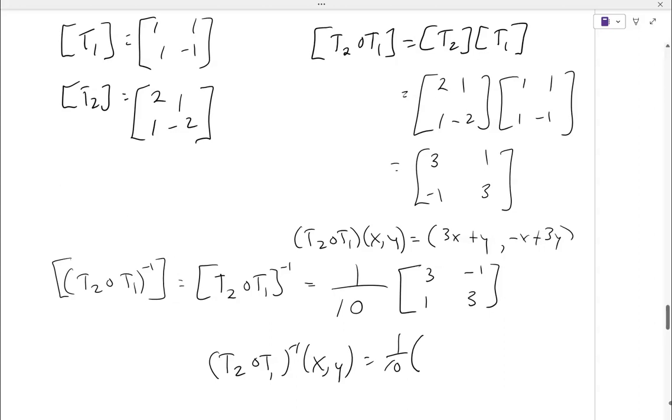And now the problem asks us to figure out what the inverse transformation applied to xy is. It doesn't matter where I put the constant, and then we should be able to read off the components again, just like we did in the previous example, right? So if I leave the 1/10 out in front, what's your first component going to be? 3x minus y, and then the other one's going to be x plus 3y. Good. And then you could distribute your 1/10 through if you really wanted to.